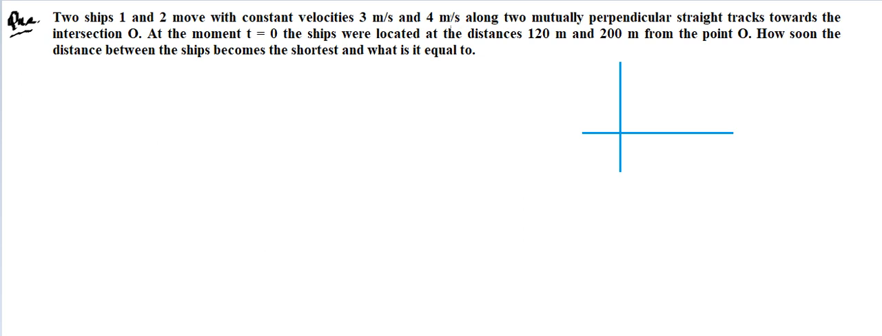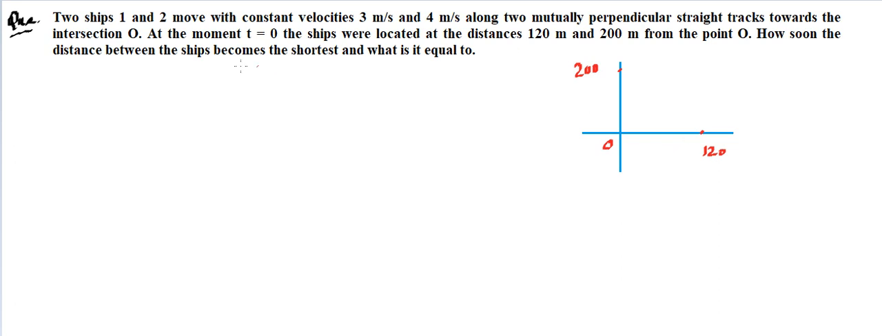And the constant velocities are known to us, and they move on mutually perpendicular straight tracks towards intersection O. So let's consider this is intersection O. At a moment equal to 0, they are located somewhere. One is located at this point, which is 120 meter from here, and another is located at this point, which is 200 meter from the intersection point. How soon does the distance between the ships become shortest and what is it equal to? So this is the scenario at t equal to 0.